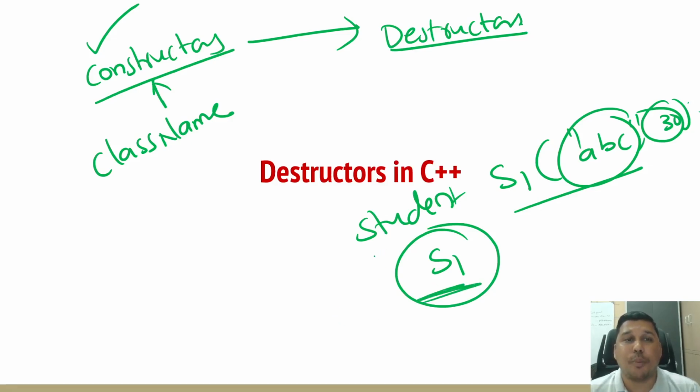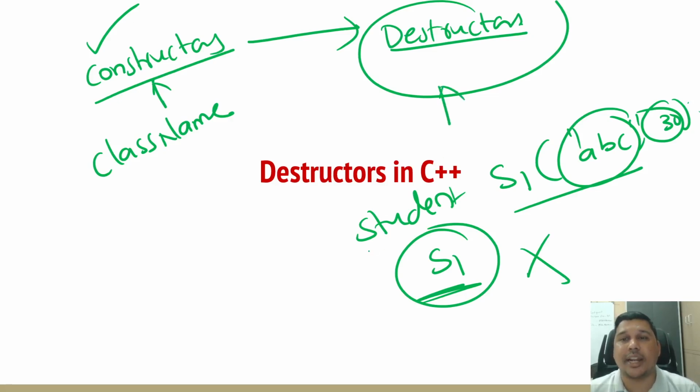Now, once the job is over with this S1, we have to use a destructor to erase the memory allocated for this object S1.